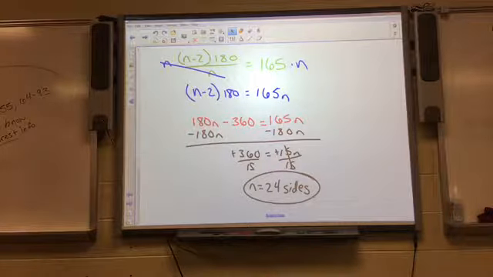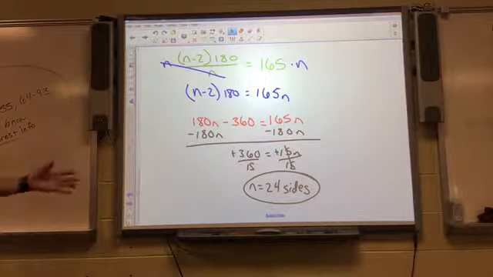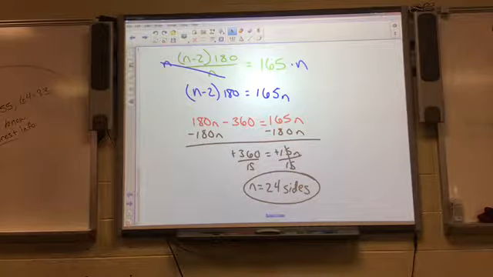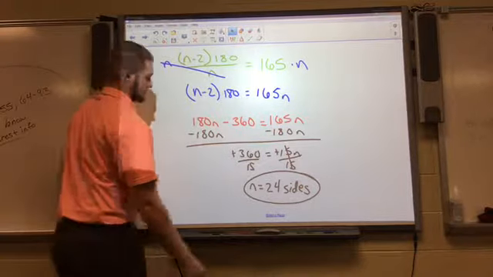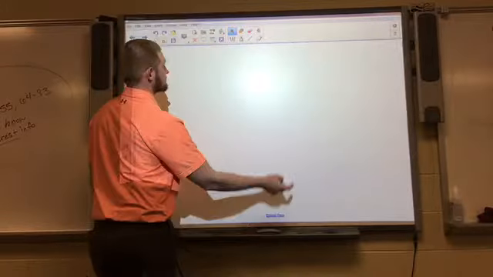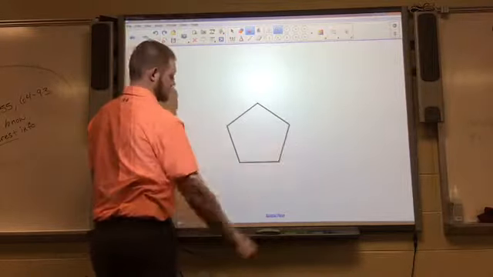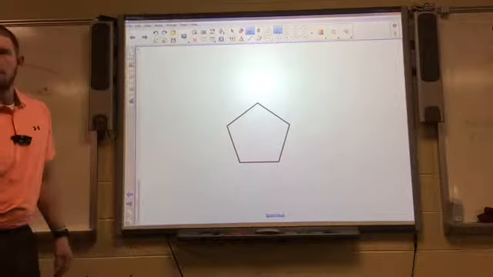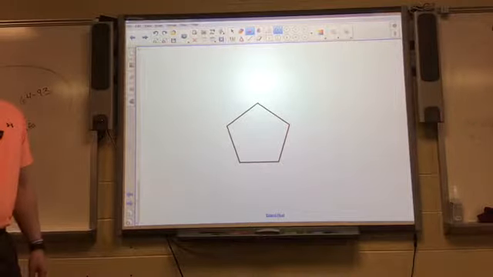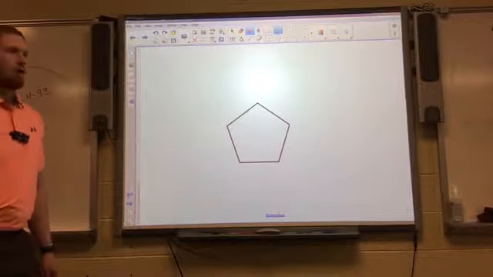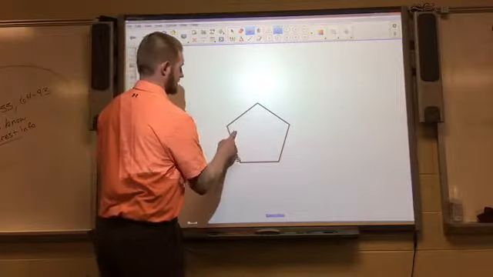Questions on the first two theorems? Not too bad. There's a little bit of setting up equations that you do have to worry about, though. Okay, the next two theorems are actually easier. But before we do that, we need to make sure we understand what an exterior angle is.